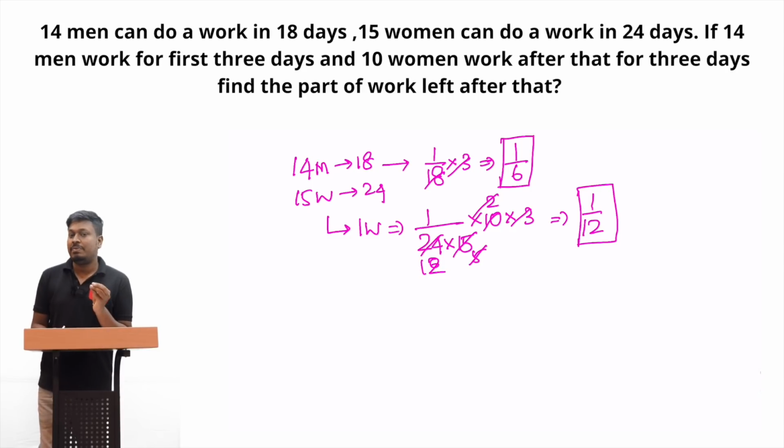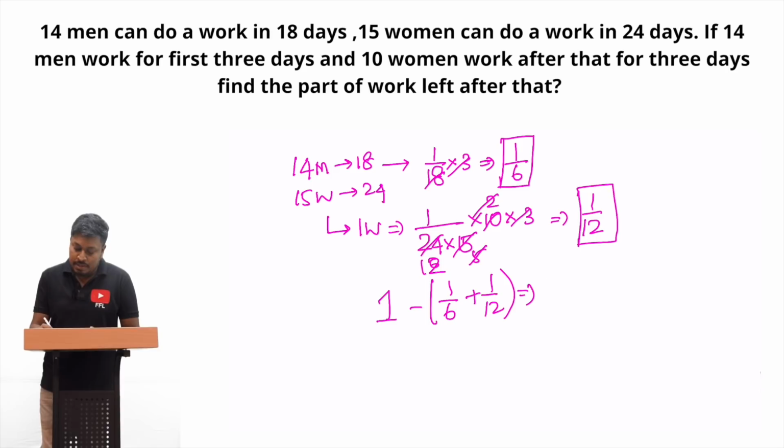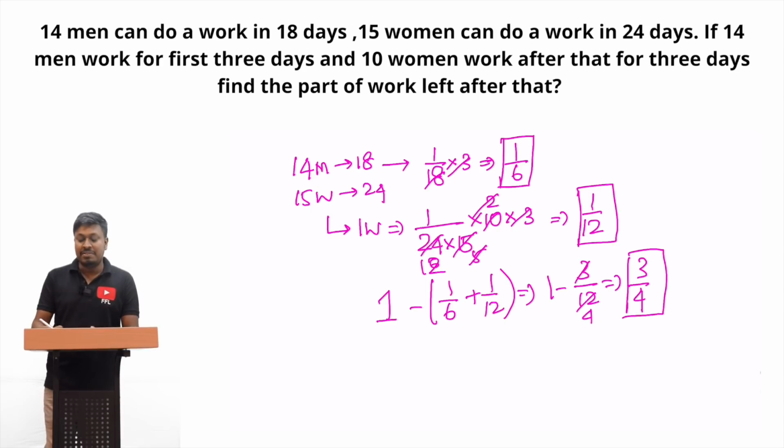So our target is to find what is the total work remaining. So from the total work 1, if you subtract the men, they have done 1 by 6, women they have done 1 by 12. So if you subtract the values, 1 minus this, the denominator will be 12. So 3 by 12, which is 1 by 4, then 3 by 4. So 3 by 4 part of the work is remaining. So that is the answer for this question. So it's understood or not?